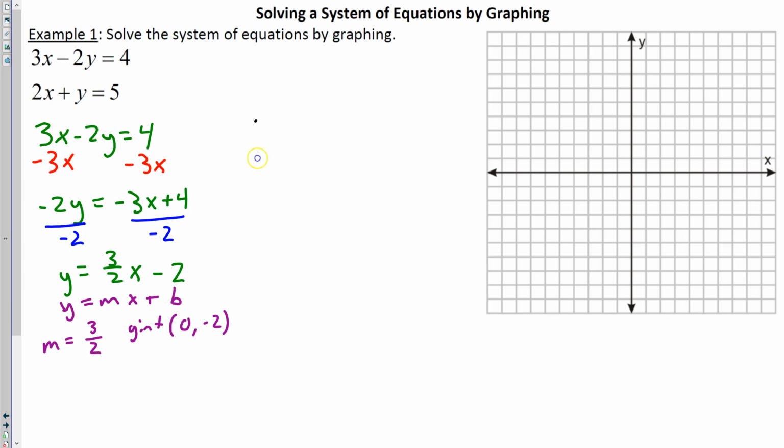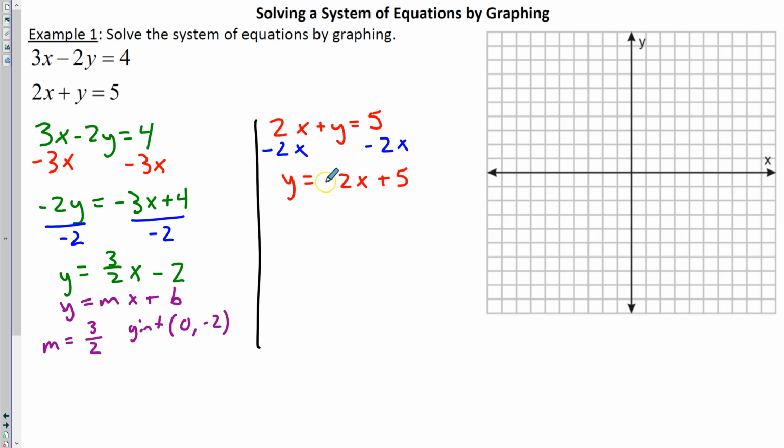And then I'll go ahead and solve for the second equation here as well. So that was 2x plus y equals 5. To get this into the slope-intercept form, again, we'll solve for y. So I need to subtract my 2x quantity to move it to the right side.